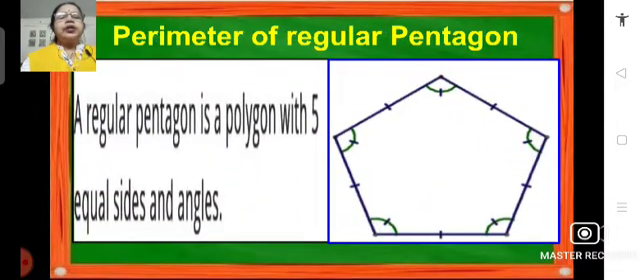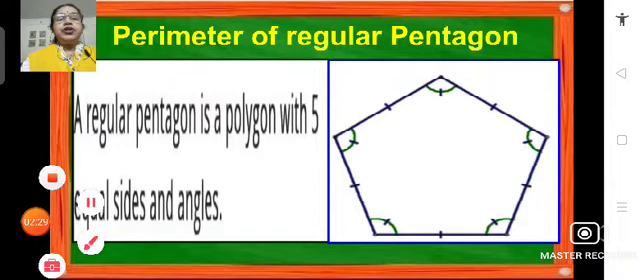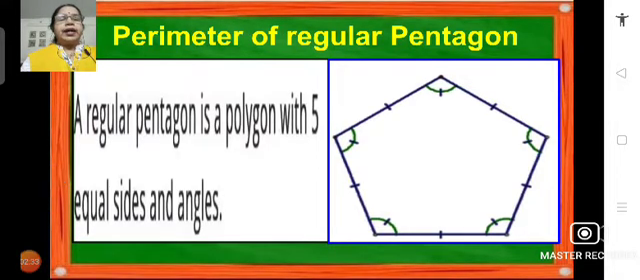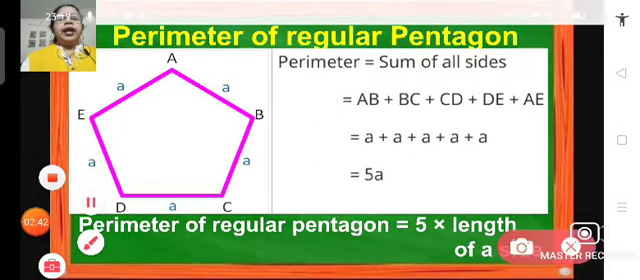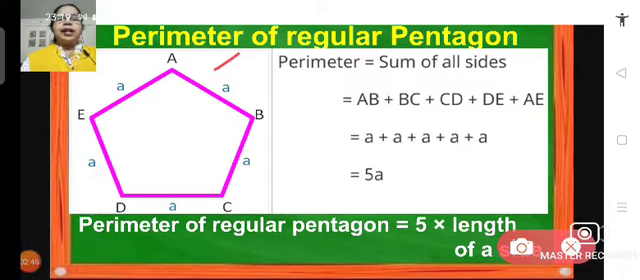Now, how do we find the perimeter of a regular pentagon? A regular pentagon is a closed figure which has all 5 sides equal. So, how do we calculate its perimeter? Suppose we have a pentagon ABCDE like this, which has all the sides equal to a. So, what will be its perimeter?